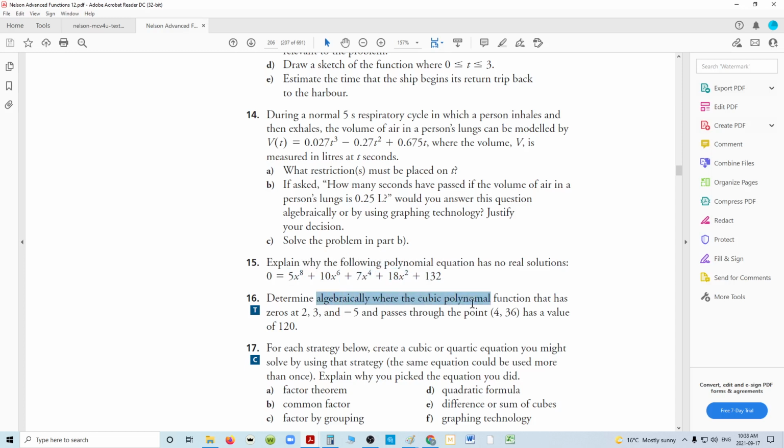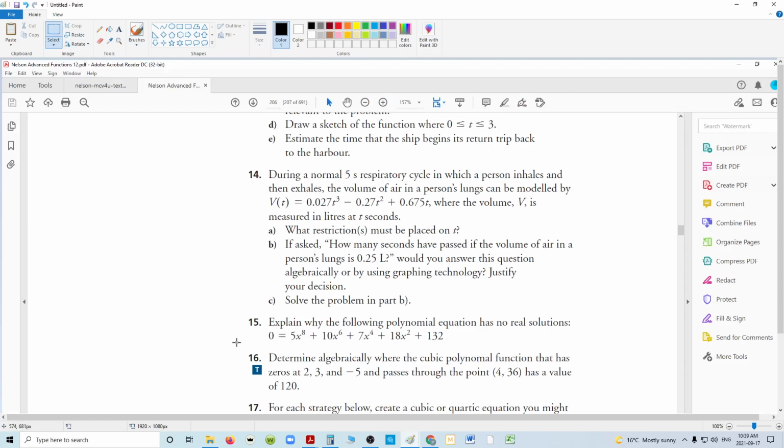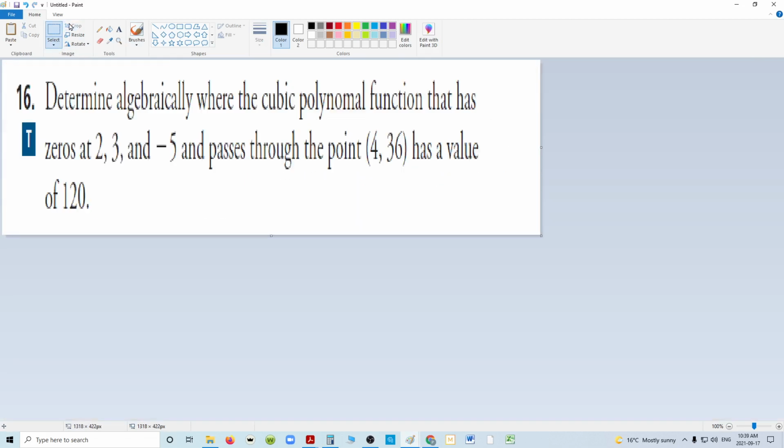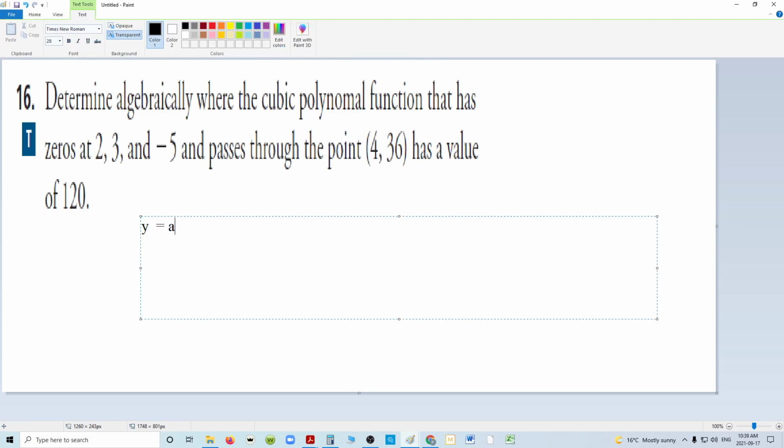Determine algebraically where the cubic polynomial function that has zeros at 2, 3, and 5 and passes through this point has a value of 120. Okay. This is just kind of working backwards from everything we've just learned. And if I have to stop, so be it, because I'm running out of time here. Determine algebraically. So that means we know the general formula. y is equal to a, some number we don't know, times (x minus 2)(x minus 3)(x plus 5), because they told us the roots.